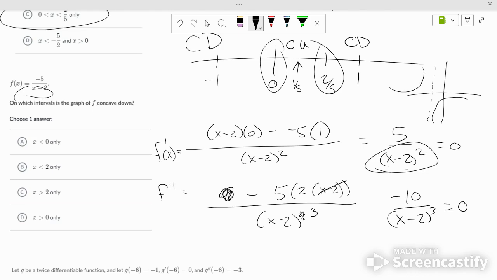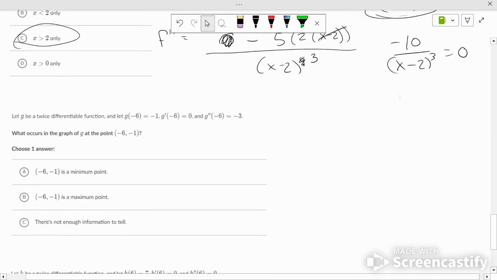But which one's concave up? Which one's concave down? The bottom one, right? Is concave down. This one's concave up. So concave down over here, as long as it's bigger than 2. Oh, I was going negative 2. It's actually 2. I didn't do the math. Yeah. But it's 2. Okay.